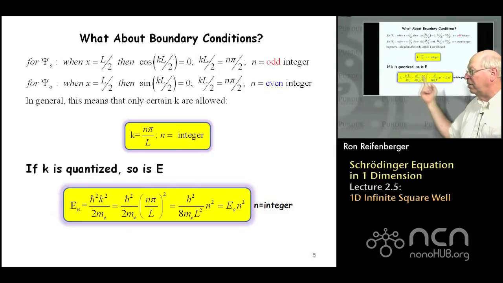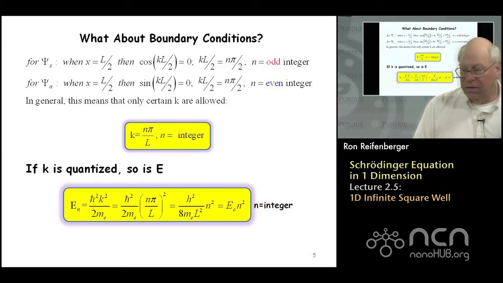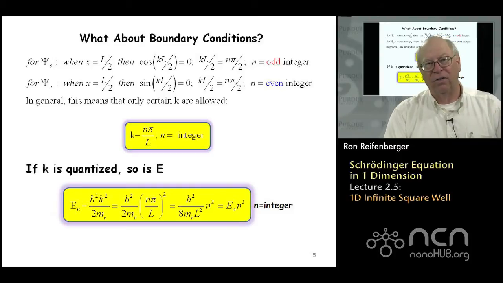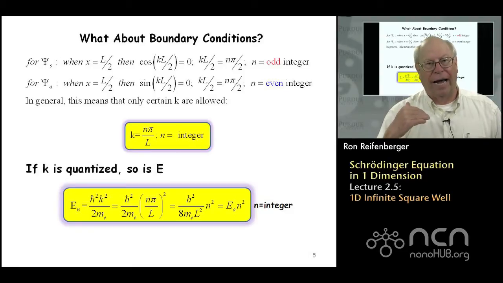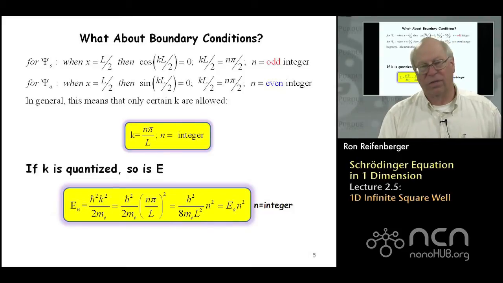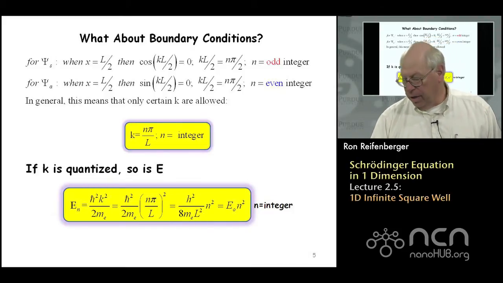And those allowed energy levels contain a bunch of constants times this parameter n squared, right? So these constants depend on the mass of the particle confined in the well, the length of the well, and Planck's constant. So this is the prediction for the allowed energies of a particle in this infinite square well. The energy levels are not continuous, they're discrete, they're quantized, and they vary as this integer n squared.